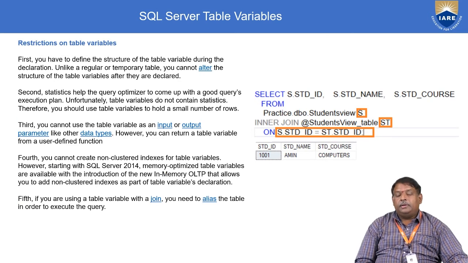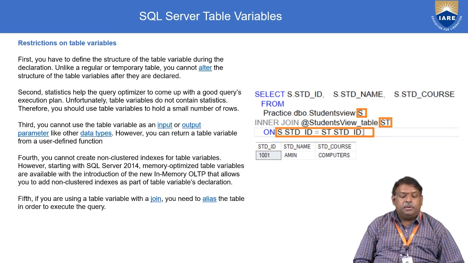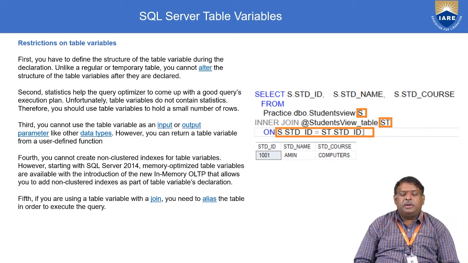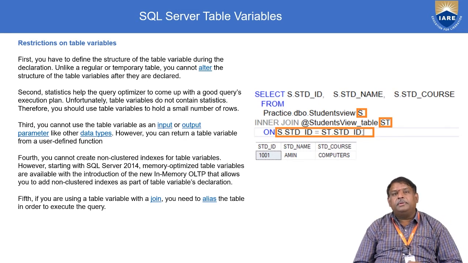Now we have seen how to create a table variable. We'll see some constraints, the restrictions of table variables. First, you have to define the structure of the table variable during the declaration itself. Unlike a regular table, you cannot alter the structure of the table variable. First you have to define the structure, and once it is defined, you cannot alter it like other tables.